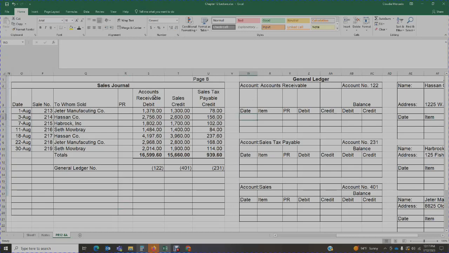First, we're going to go to accounts receivable. We're going to enter the date, and we're posting all of this as of the end of the month. Where am I getting the information? I'm getting this information from Sales Journal S, page 8. And what do we have? We have a debit to the account for $16,599.60.